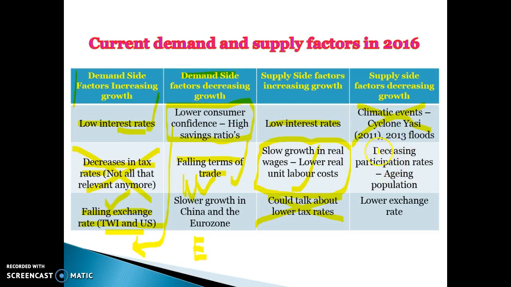The big ones at the moment would be the ageing population, causing the decrease in participation rates, and perhaps the lower exchange rate increasing the price of imports as another negative supply side factor. So I would go with this one, in terms of trade, and lower interest rates if I was you and you got the choice.